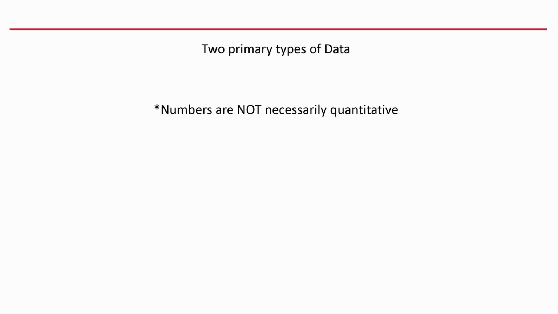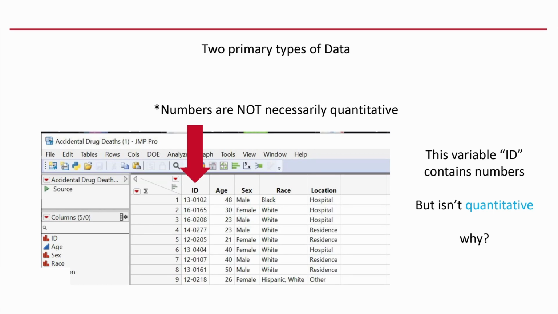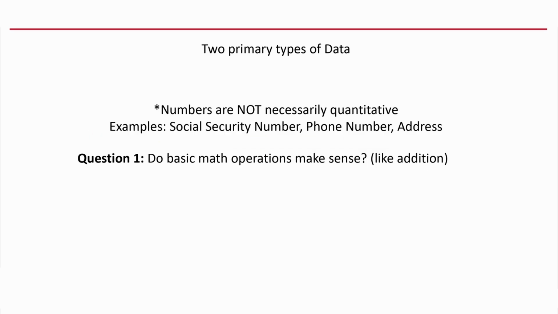Now, numbers are not necessarily quantitative. We use numbers for things that are not quantitative all the time. A great example is that very first column in that data set, ID. Those are numbers, but there are no units, and we wouldn't consider that variable quantitative. Why? Things like social security numbers, phone numbers, and addresses do use numbers, but they don't use them in a quantitative sense. They use them in a categorical, symbolic representation sense.